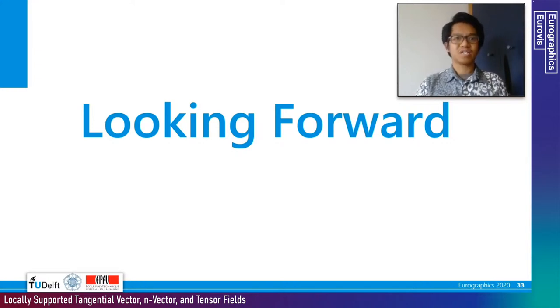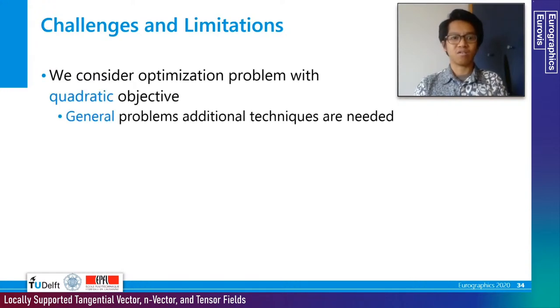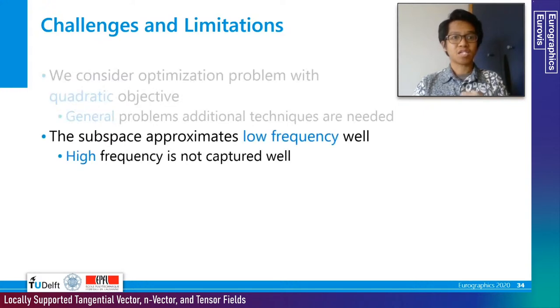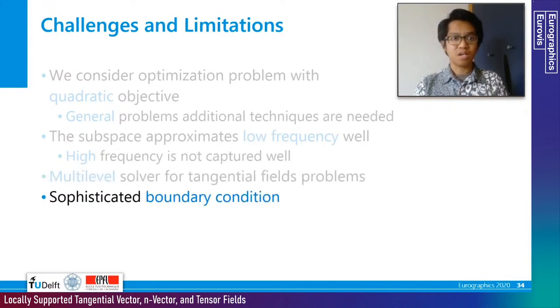Looking forward, there's still a lot that we can do with tangential fields. In this work, we limit our focus to optimization problems with quadratic objectives. For more general problems, additional techniques need to be developed that allow us to approximate the objective and its gradients at a cost that does not depend on the mesh resolution. The subspace approximations can approximate the low and mid frequencies very well, but the high frequencies are not captured. Another potential is to construct a multi-level solver for tangential field problems. Our approach can also be extended to include sophisticated boundary conditions for the eigenvalue problems that we use for field construction.